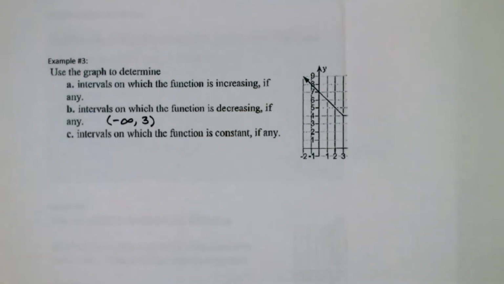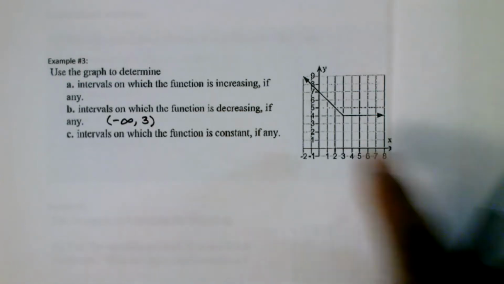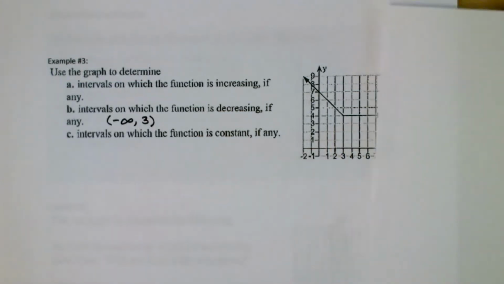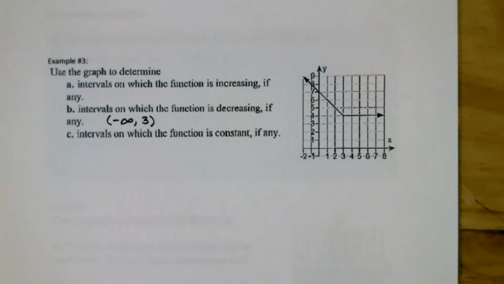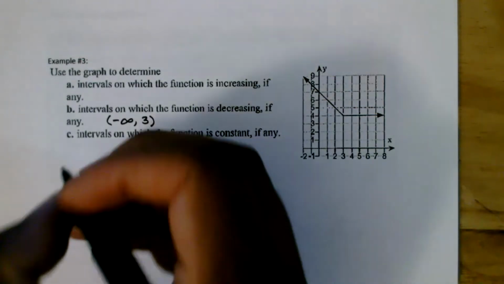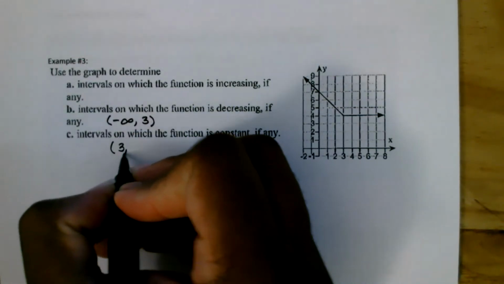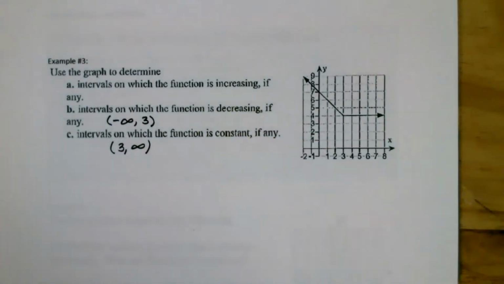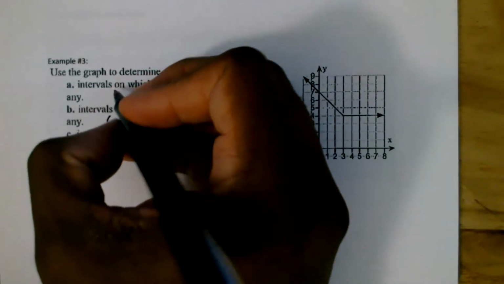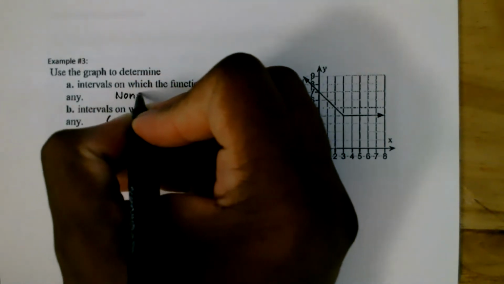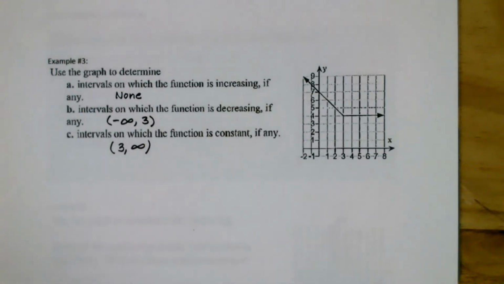And then after 3, notice what's happening here. We have a straight line from 3 on out to infinity. That means it is constant. It's not going up or down. It's just remaining constant, just a straight line. So from 3 to infinity, the function is constant. And for part A, we just say none because it's not increasing anywhere. It's not going up or down. Well, going up, I should say. Okay.